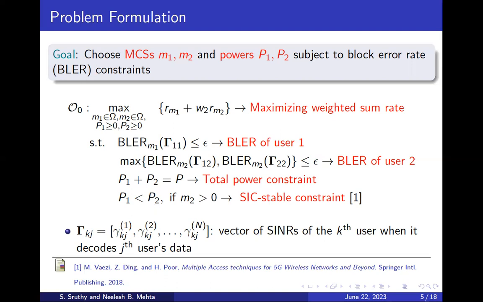So we have to solve this problem. What is the issue with this? The main difficulty here is that we don't have any closed form expression for the block error rate of an MCS when it gets transmitted over a vector of SNRs or SINRs. Here, gamma 11 is a vector of SNRs or SINRs. So, to tackle this problem, we propose to use exponential effective SNR mapping, EESM.